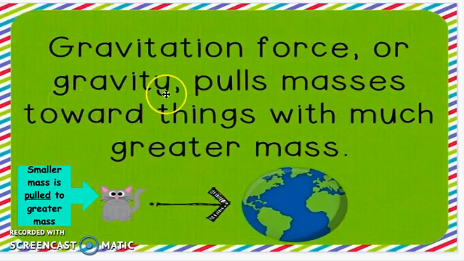Okay, then think about gravity. When you have gravity, the gravitational force pulls masses towards things that have a much greater mass. So that's why we have gravity that pulls us towards the center of the earth, because the earth's mass is much larger than us. Just like my example here, the smaller mass of the cat is pulled towards the bigger mass, which is the earth.